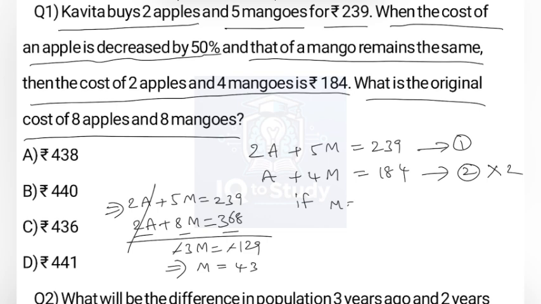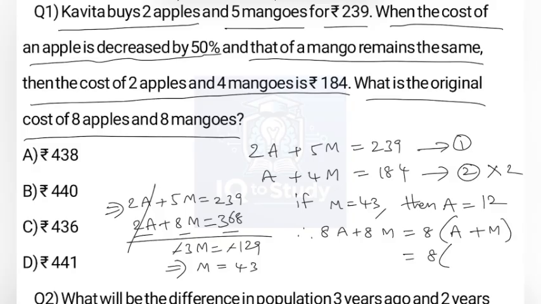If M is equal to 43, then A becomes 12. We have to find the original cost of 8 apples and 8 mangoes. It means 8 apples plus 8 mangoes is equal to, let's take 8 common, so 8 into 12 plus 43. It means 8 into 55, which is equal to 440 rupees.